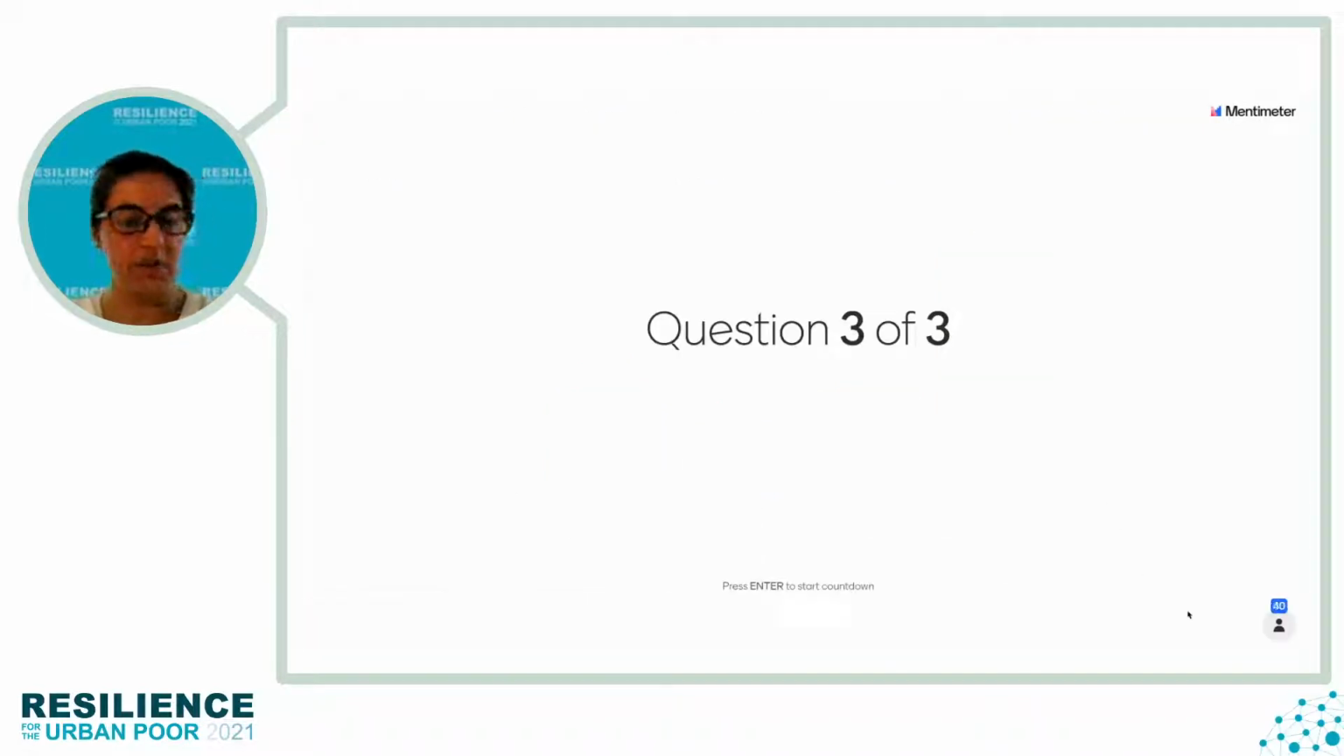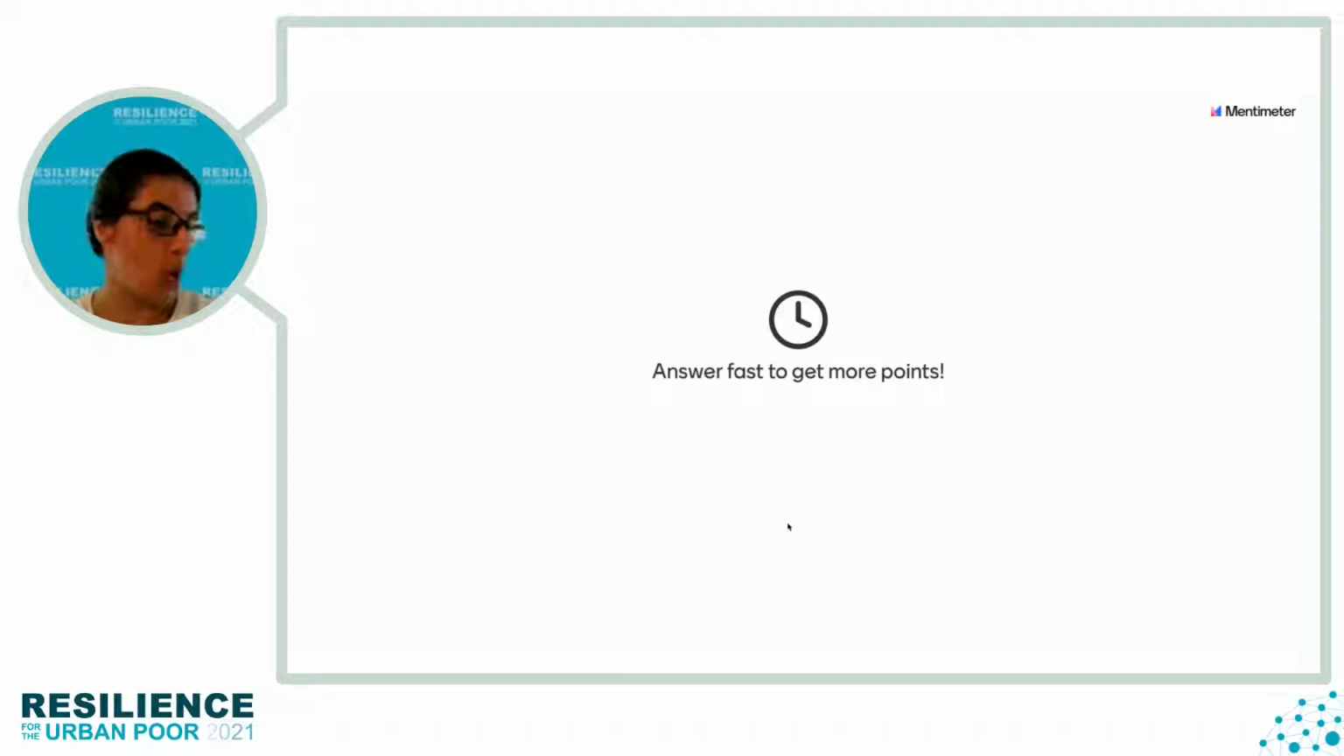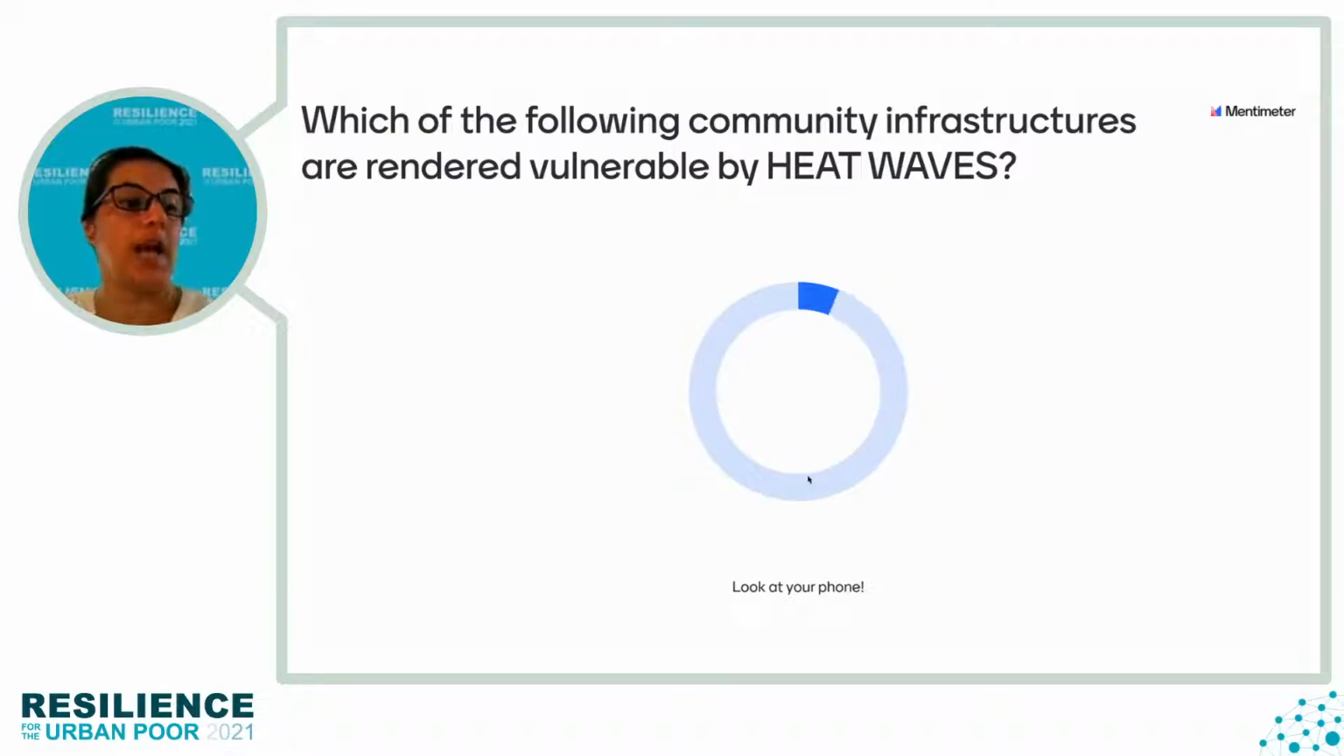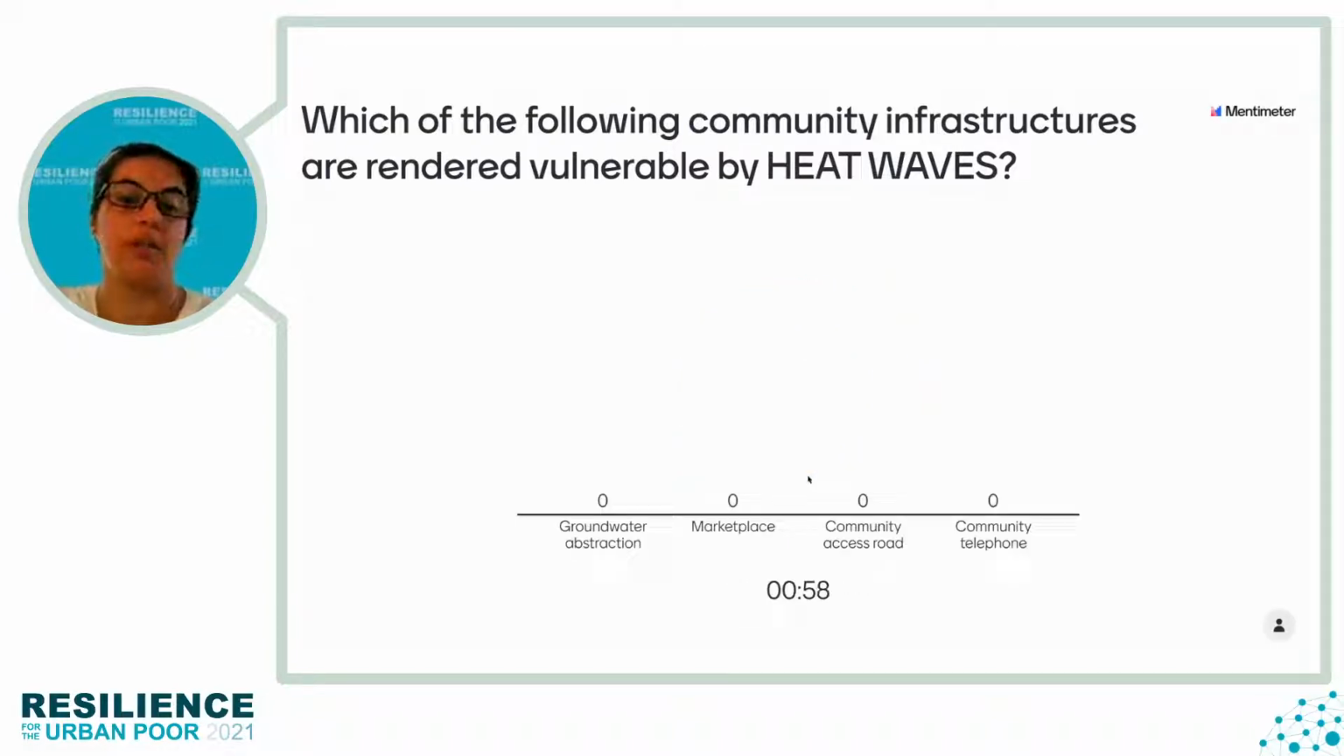The next question, and that's the third and last one, is which of the following community infrastructure are rendered vulnerable by heat waves? Groundwater abstraction, marketplace, community access road, or community telephone? You have about 1 minute to answer.